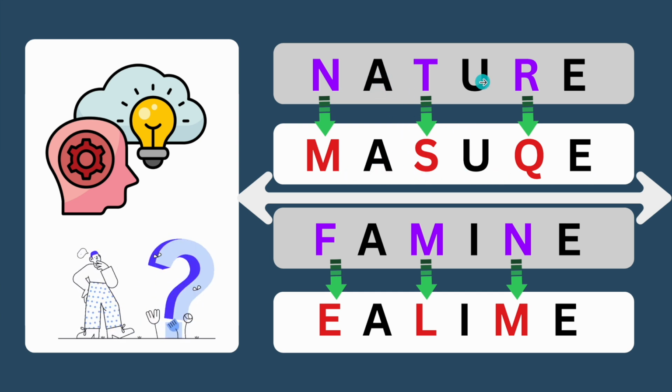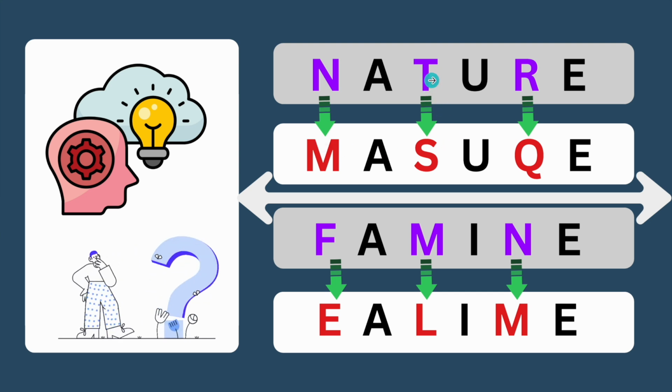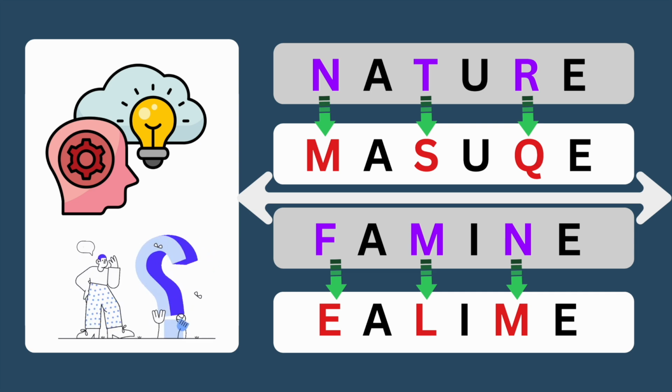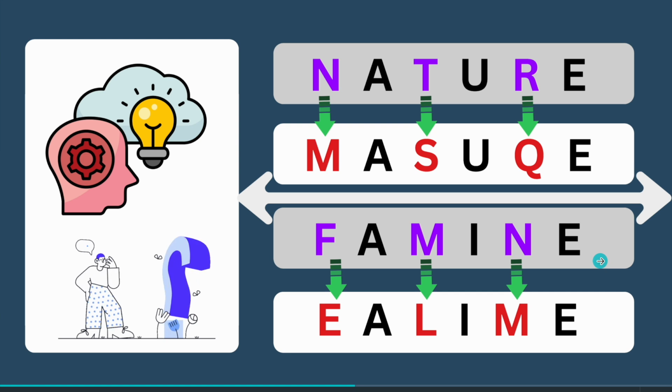You observe alternate letters are kept the same. And what is happening to the others? N becomes M, that means it is one backward. T becomes S, one backward. R becomes Q. So one letter is shifted backward, and the next alternate letters are kept as they are. Using the same logic, how the word feminine is coded is the question.